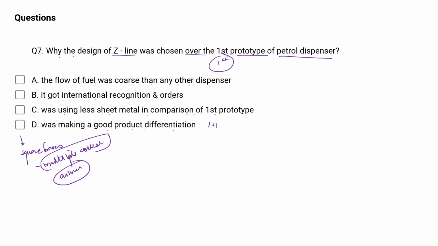So option D has been opted for by many. What could be the other option? D and C. Okay, we have got one opinion for D. Why was the design of Z line chosen over the first prototype of petrol dispensers? The options you have got are the flow of fuel was coarse, international recognition, was using less sheet material, so we're talking about material usage, and was making a good product differentiation.